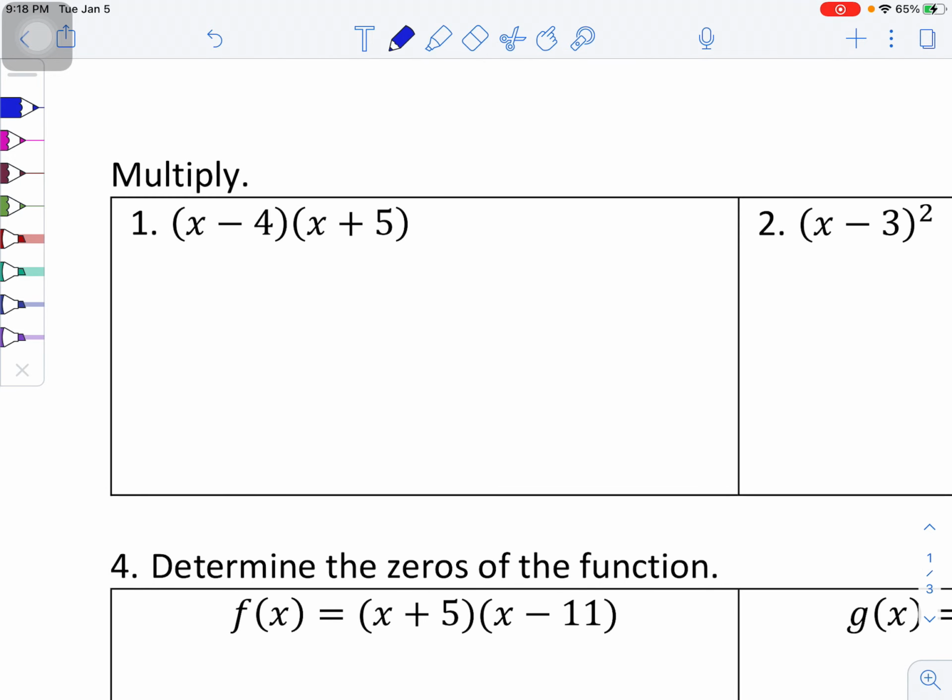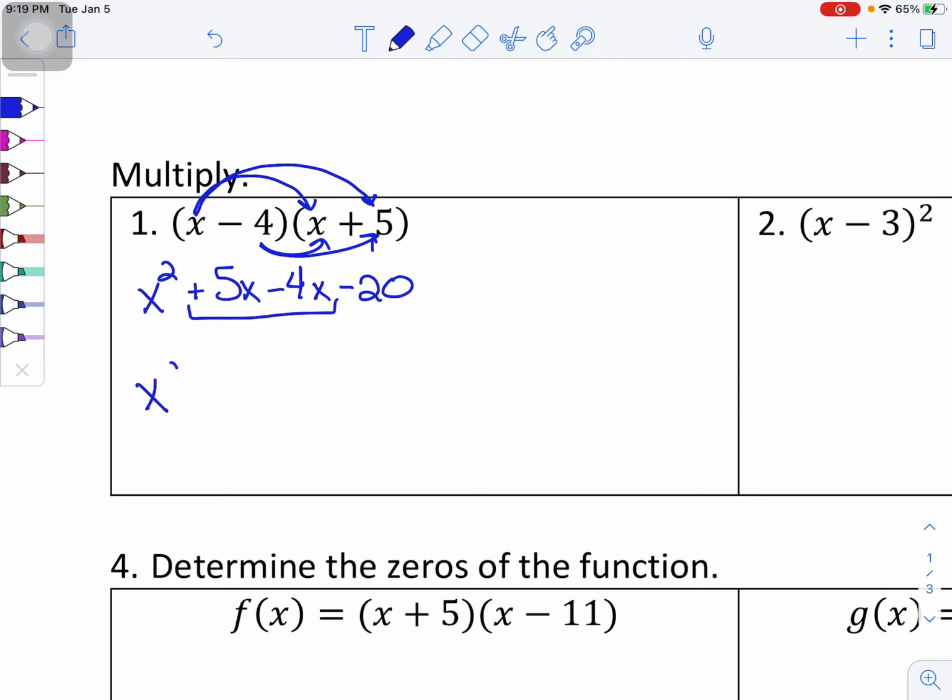So problem number 1, you need to multiply these polynomials together. A couple of different ways to do multiplication. I tend to do distributive property. So x times x is x squared, x times 5, so plus 5x, negative 4 times x, negative 4x, and negative 4 times 5 is negative 20. I'm going to combine the two like terms in the middle. So x squared plus 1x minus 20. And that is the multiplication problem.